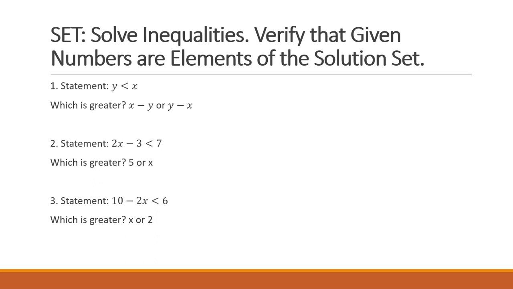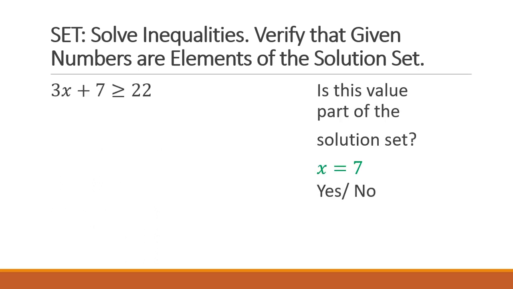Let's do an example. Given the following inequality, 3x plus 7 is greater than or equal to 22, solve the inequality, indicate if a given value of x, in this case x equals 7, is an element of the solution set, and graph the solution set on a number line. Our first step is to solve the inequality.